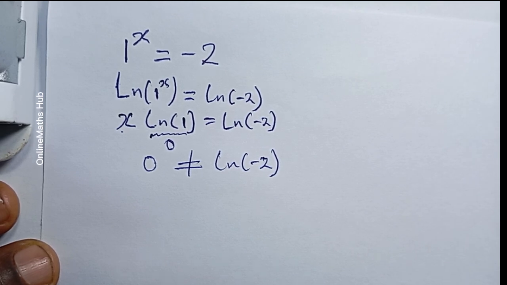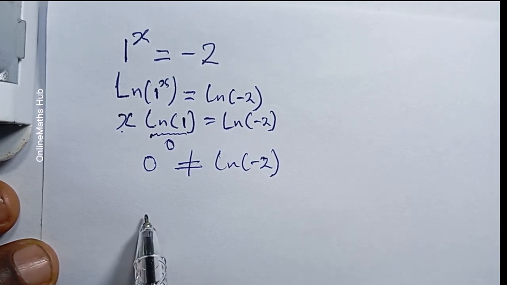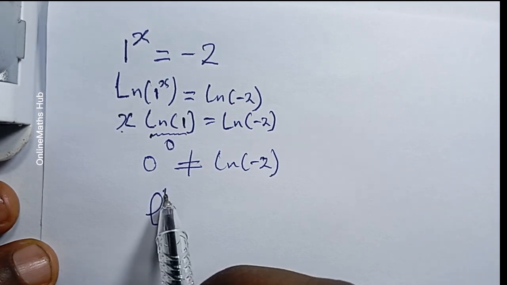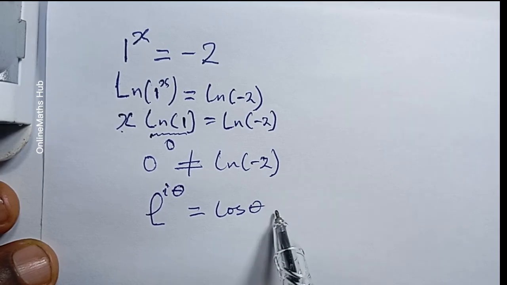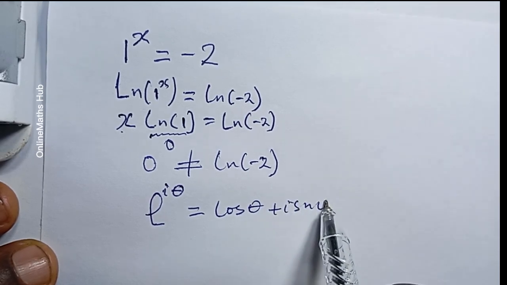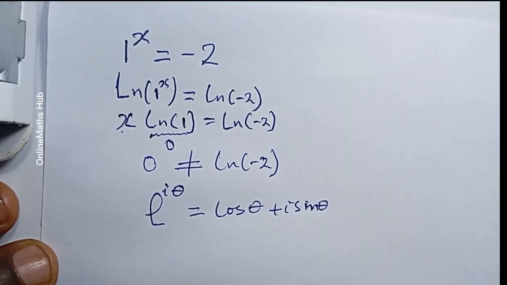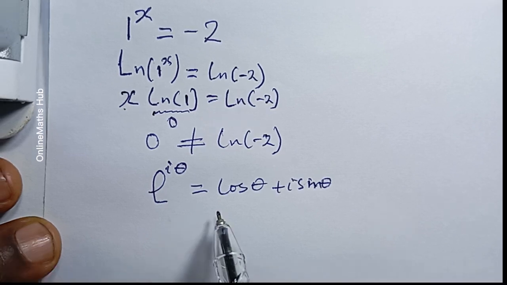What we're going to do next is find a way to extend our solution to this problem to complex numbers. We want to find some complex representation of some of these numbers, and then we can begin to simplify further. So if you remember the polar exponential equation, which is e to the i theta, defined as cos theta plus i sine theta, this is also called the Euler formula.